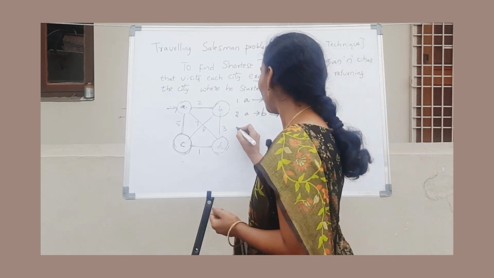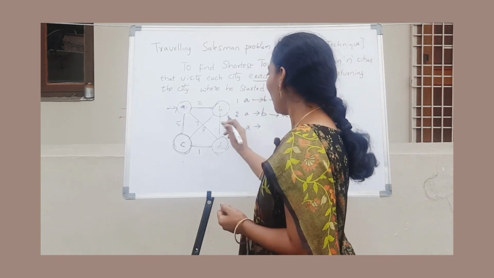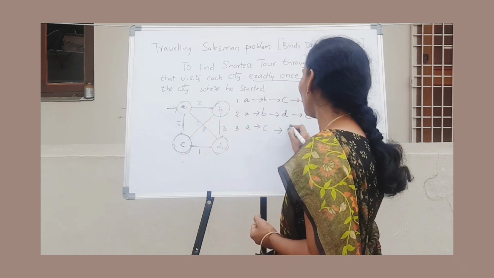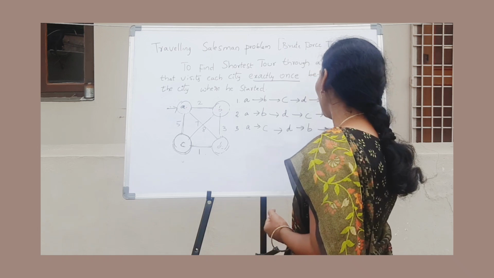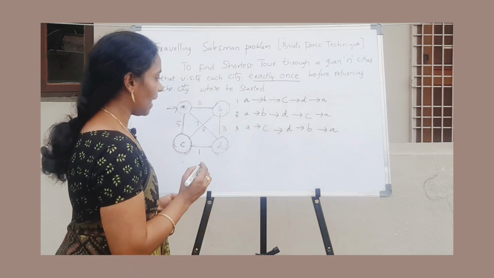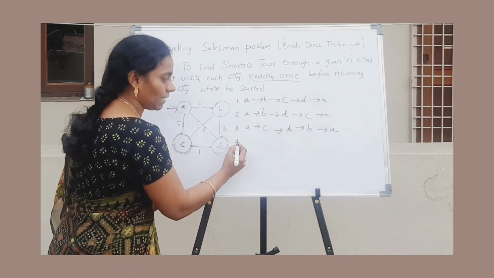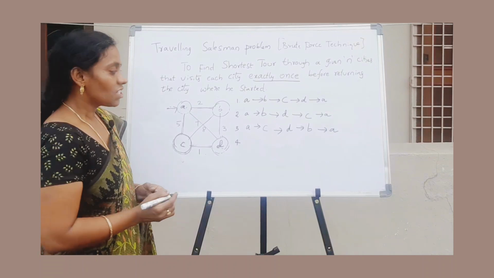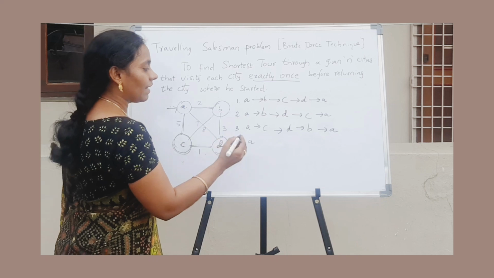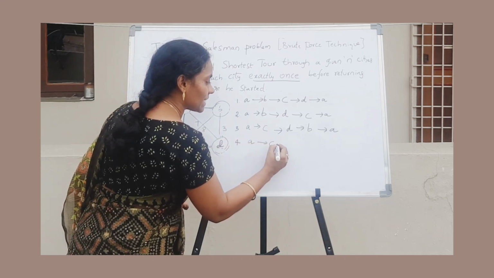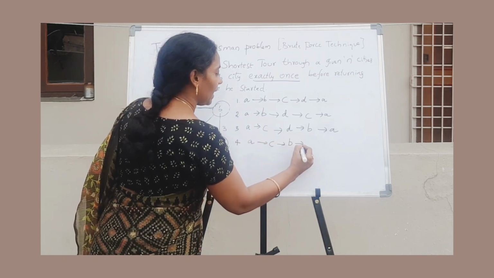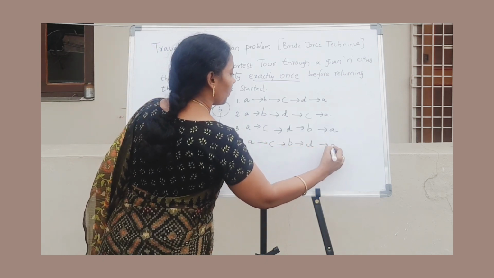The other possibility is, he starts at city A, and instead of visiting B he visits C first, and then from C to D, from D to B, and then B to A. So this is one possibility, and then we will see the other possibilities also. Here we consider another possibility. Again the traveling salesman starts at city A, then visits the next city C, and from there he visits city B, then city D, then A.